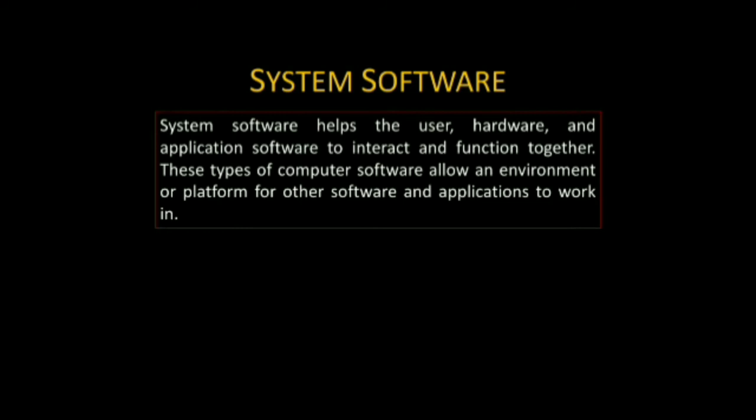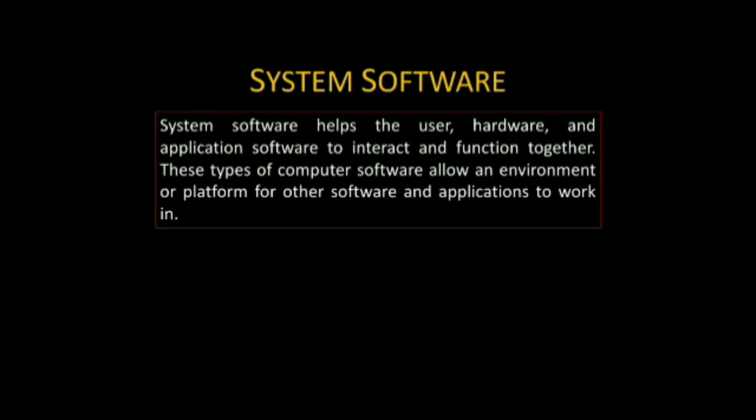Next is system software. System software helps the user's hardware and application software to interact and function together. These types of software provide an environment or platform for other software and applications to work in. This is why system software is essential in managing the whole computer system.